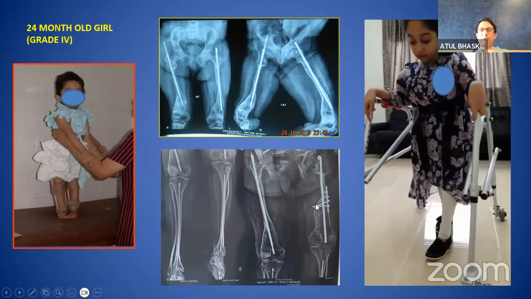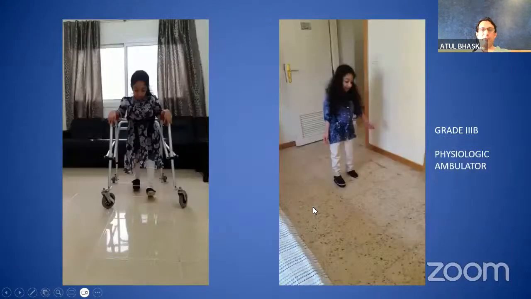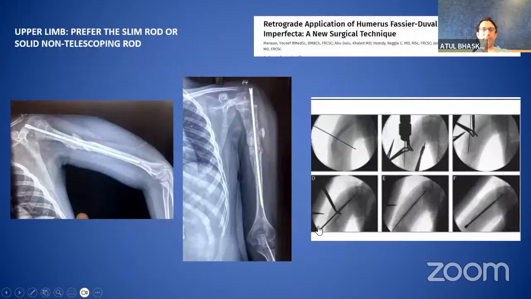So these children, if they follow up religiously, I think mean time of rod revision is about 3 to 4 years. Here she is taking some steps independently also.